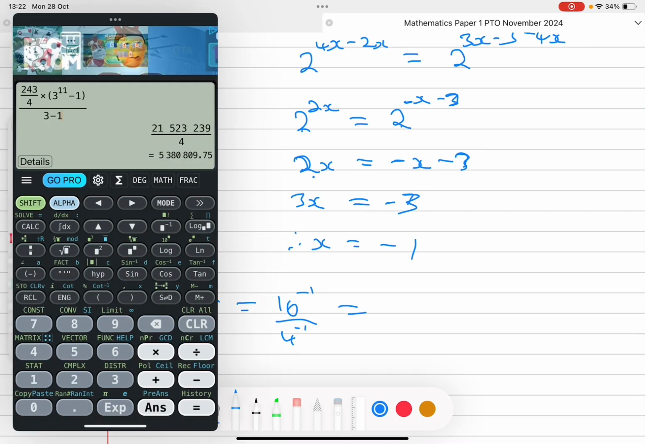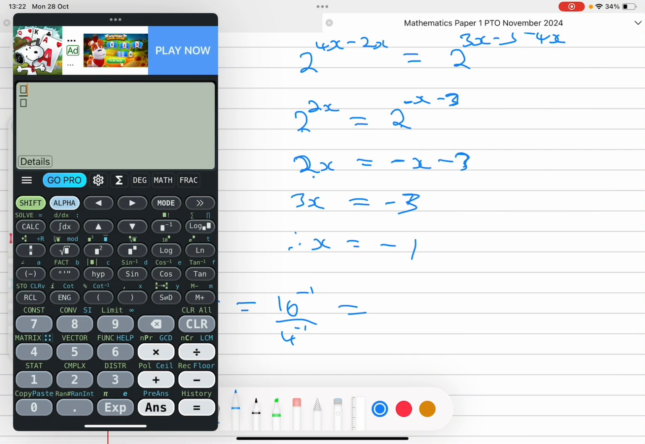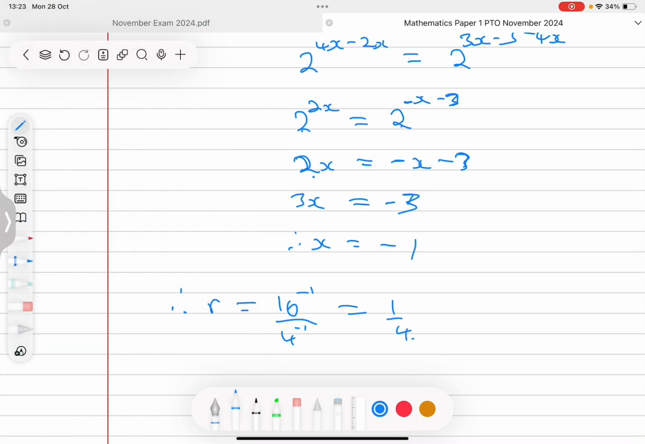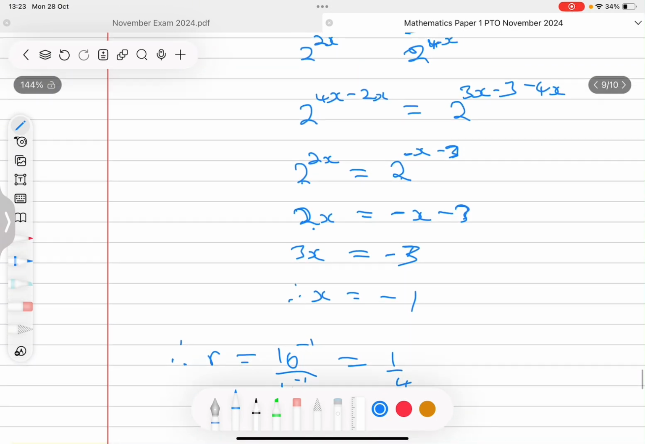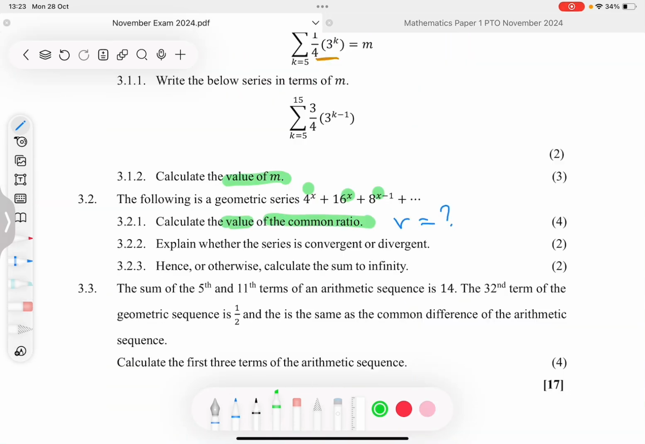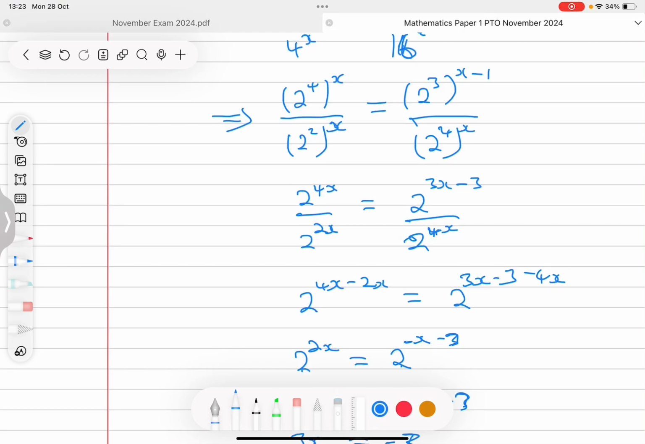Then if you press this in a calculator, you'll have 16 to the power negative 1 divided by 4 to the power negative 1. This gives me 1 over 4. So our common ratio is 1 over 4. Right? Let's see how this will get marked. It was worth 4 marks, right?